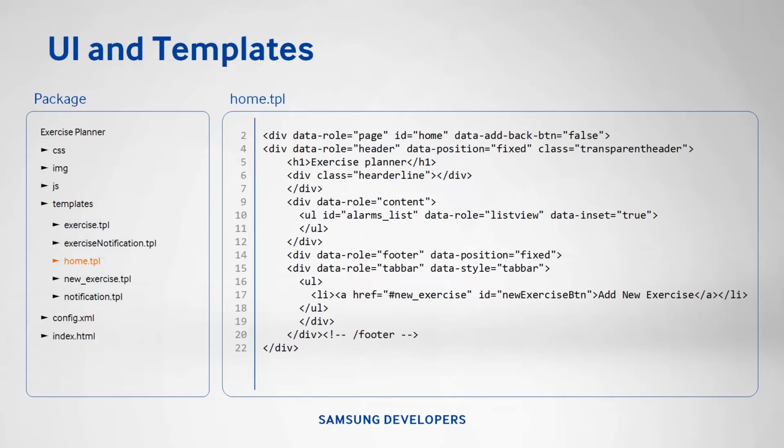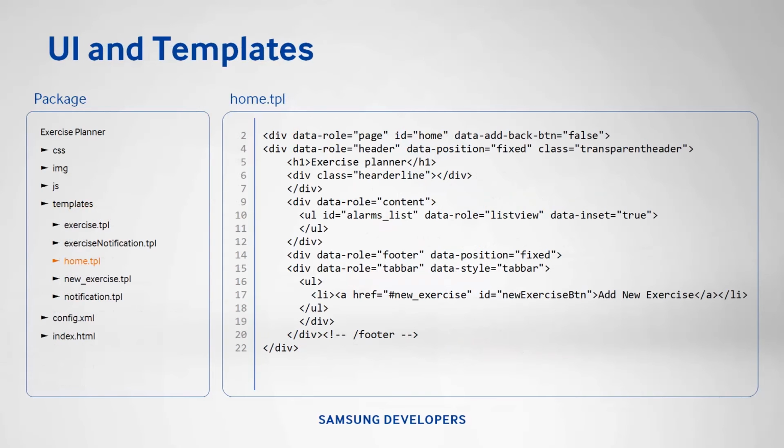As an example, here's the home template. On the header, we have the words Exercise Planner tagged as header 1. For the content, we just have a simple list. And for the footer, we have a button to add a new exercise. During the demonstration, we'll see how the pages look. Since templates also use HTML tags, they are good alternatives to regular HTML pages. However, you will need the template manager to load the templates.